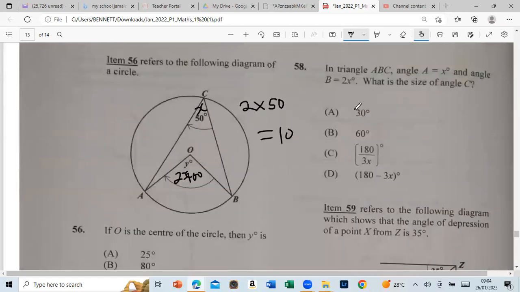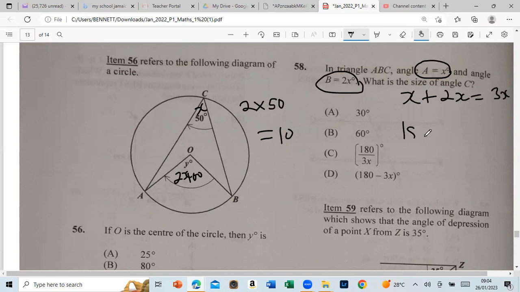In a triangle ABC, angle A is equal to x and angle B is equal to 2x. What is the size of angle C? Type in the answer, guys. Put 58. If you think it's A, put 58A. If you think it's B, 58B. If you think it's C, 58C. If you think it's D. So, every triangle has 3 angles, right? If we have 2 angles, we add them up. So the first 2 would equal 3x. But our triangle's angles add up to 180. So it's 180 minus 3x. So that would be D for dog.